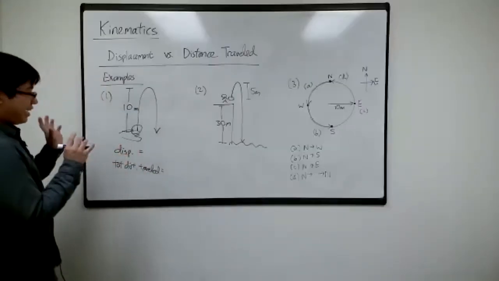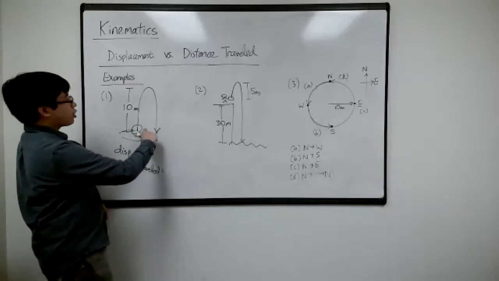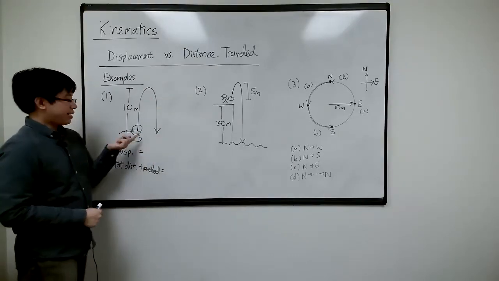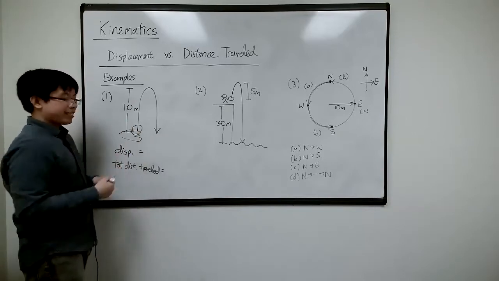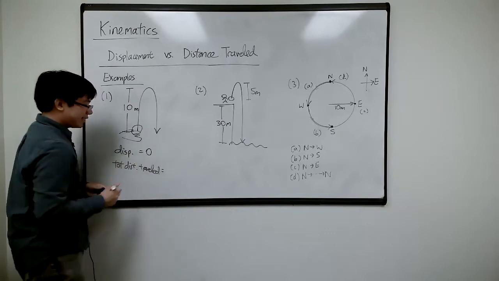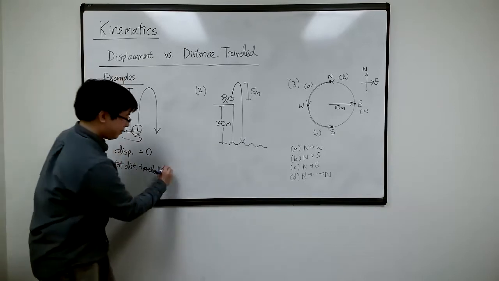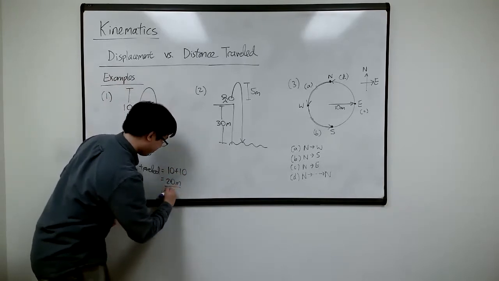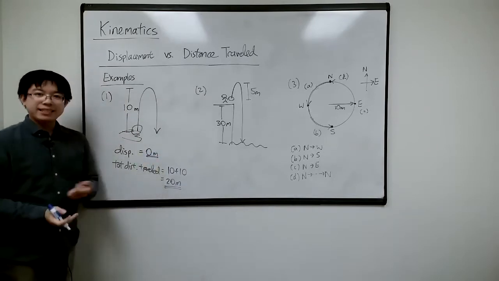Okay, so let's look at the answer to this. First of all, the rock goes up and down. So what's the displacement? Well, it's just the final minus initial, right? The final position is here and the initial position is here. It doesn't change, so there's no displacement. This displacement is 0. However, the total distance is 10 plus 10, so it's 20 meters. Okay, so displacement 0 meters, total distance 20.